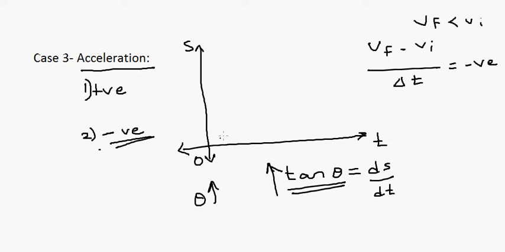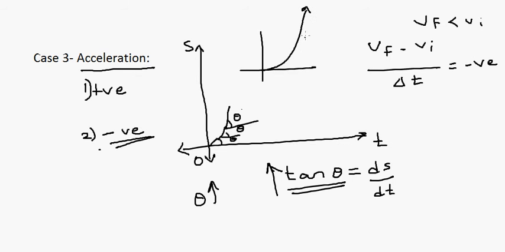So the angle that our graph makes with this axis is going to increase with each point in time. Let's say this is the first point, this is the second point, this is the third point. At each point the theta is going to be increasing with respect to time. So our graph is going to look like this.